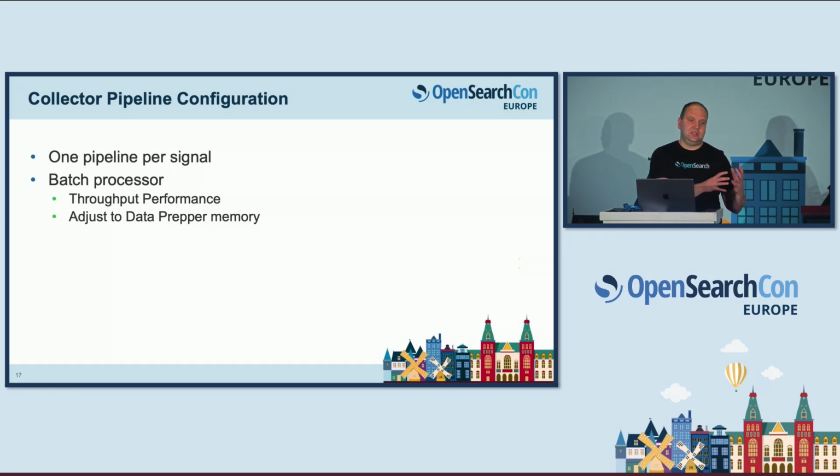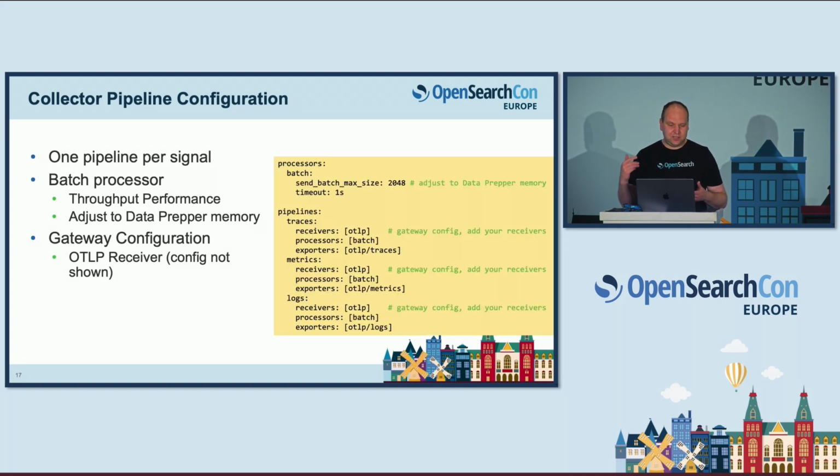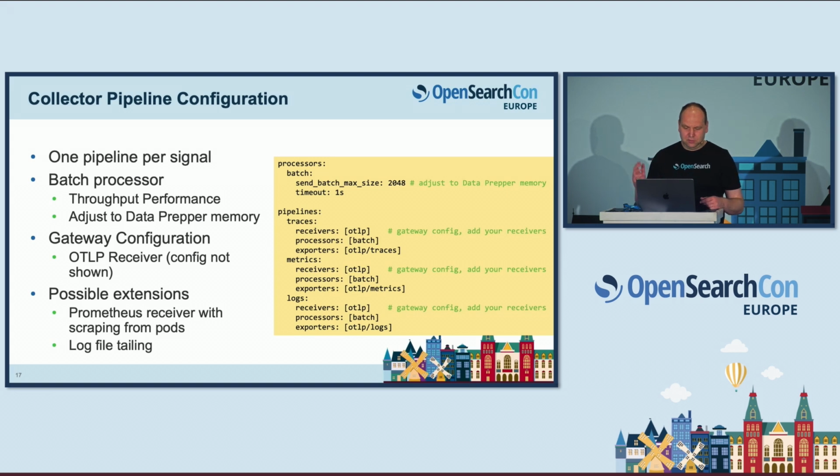And what is important is not to create batches that are too large for our Data Prepper instance to handle. So that needs to be adjusted. That's the reason why I present that here. And then, yeah, okay, we just choose a gateway configuration. That means here an OTel receiver takes it in. It's not shown even. And then we put it out.